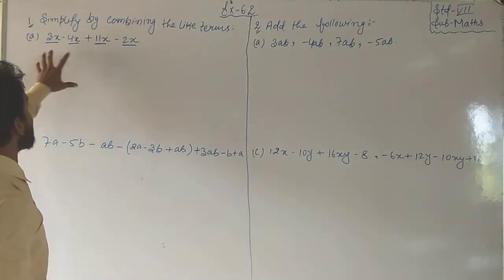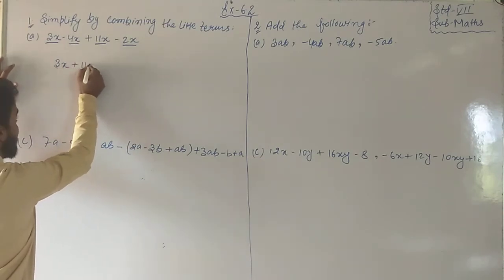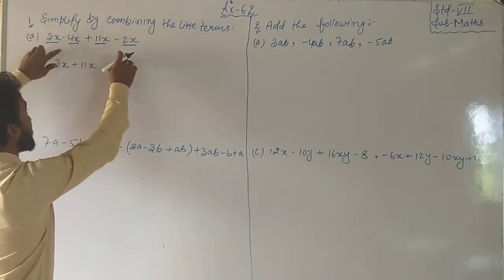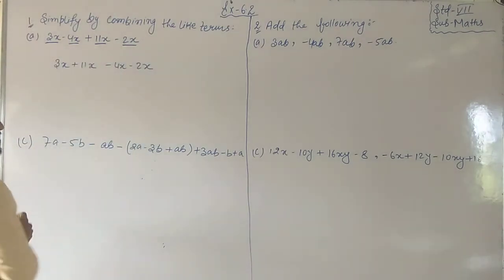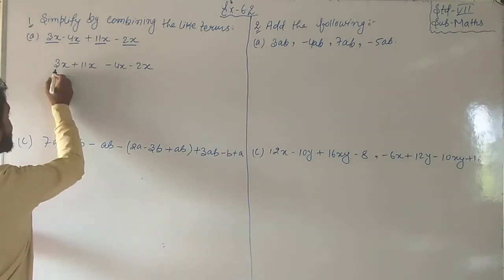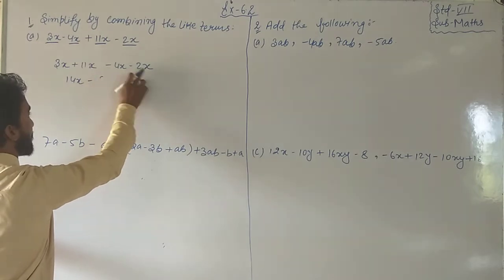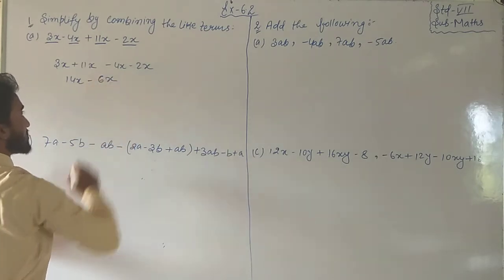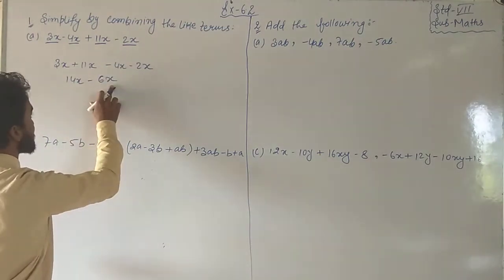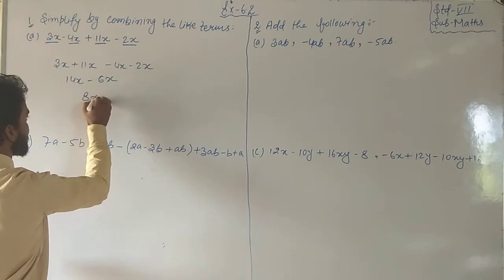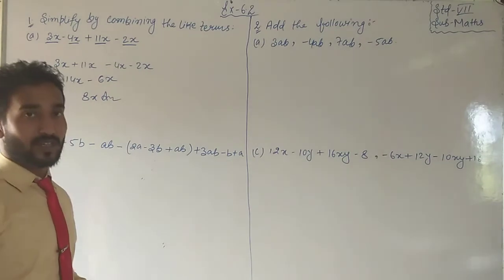So students, the positive terms are 3x plus 11x, both positive. Now the negative ones are minus 4x minus 2x. Can we say 3x plus 11x is 14x, and minus 4x minus 2x is minus 6x, with the symbol negative? Now 14x minus 6x, what will be the result? 8x. I think students you understood.